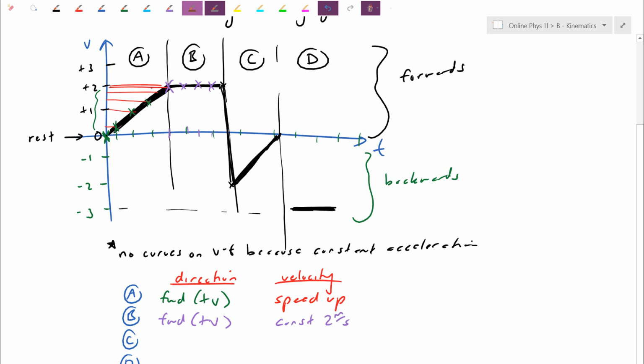How did I get that? I just read the y-axis, right? The y-axis plots me the speed. At this instant, I'm at 2. A little bit later, I'm still at 2. A little bit later, I'm still at 2. It's still constant, it's unchanging, but my position is actually changing. I am traveling at a constant speed of 2.